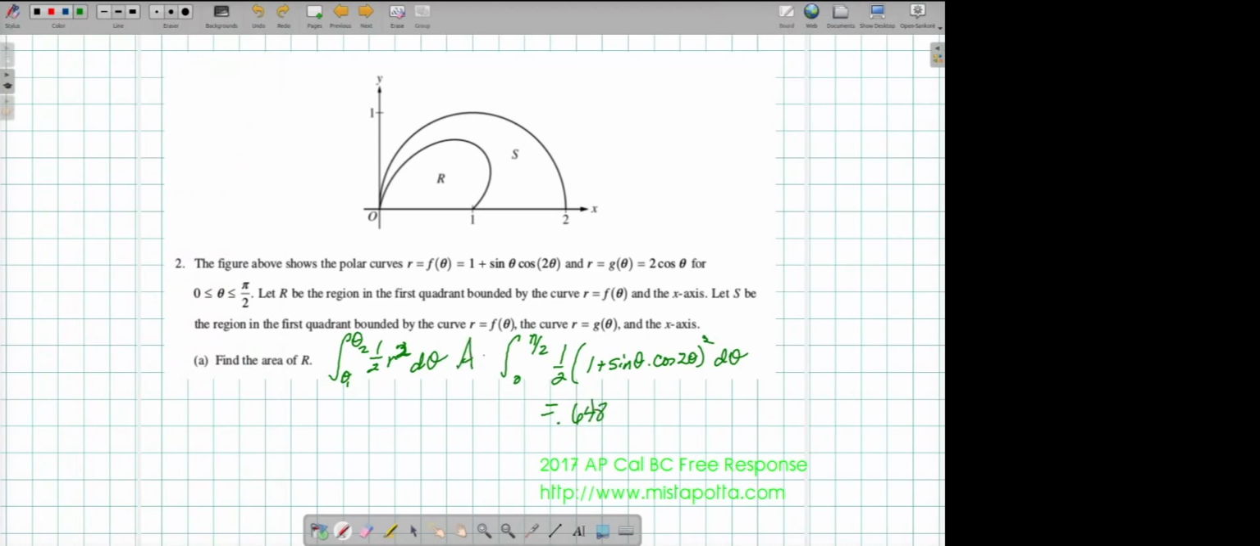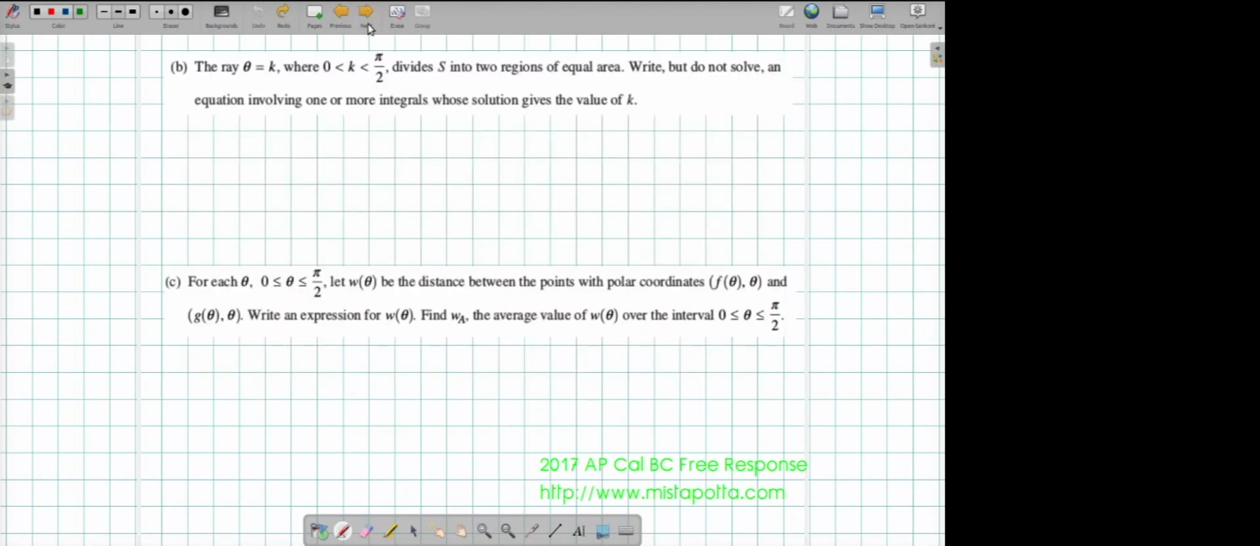So our area, or actually I should say R, is going to be equal to that 0.648. And again, the nice thing about this problem is because there are no units given in the diagram or in the text, I have no units here, so it's just 0.648. Moving on to part B, it says the ray theta equals k, where 0 is less than k is less than pi over 2, divides S into 2 regions of equal area, and it says write but do not solve an equation involving one or more integrals, whose solution gives the value of k.